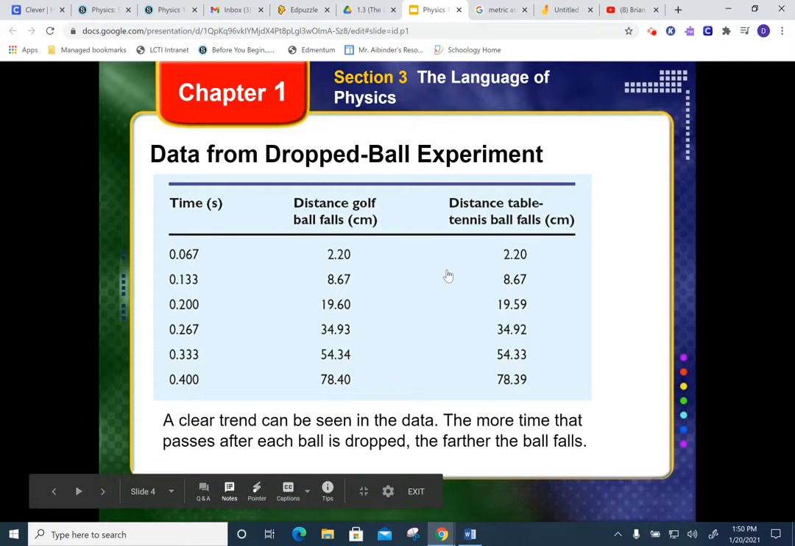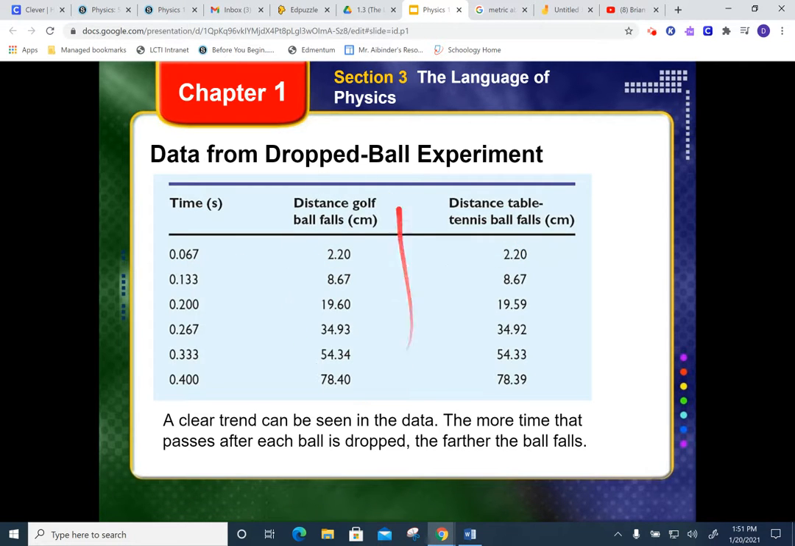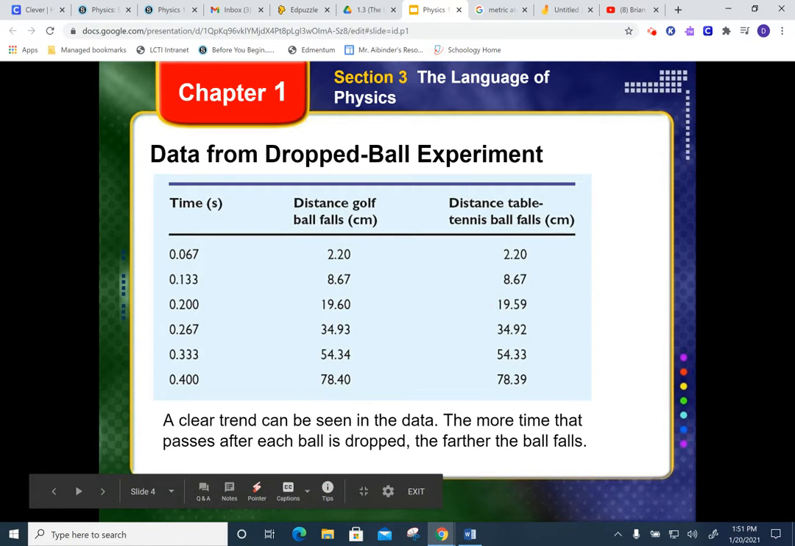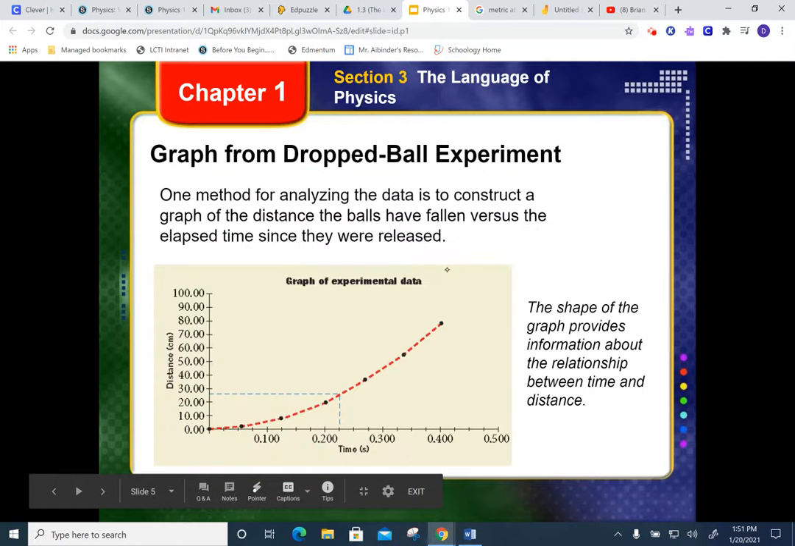Now, let's take a look. In the first fraction of a second, they fall the same. This is the golf ball. This is the table tennis ball. If you look at it, their numbers are almost identical. As a matter of fact, it's only 1/100th off, which could easily be a rounding error. These two things, in experiment, fell at the same rate, even though your common experience would say that's wrong.